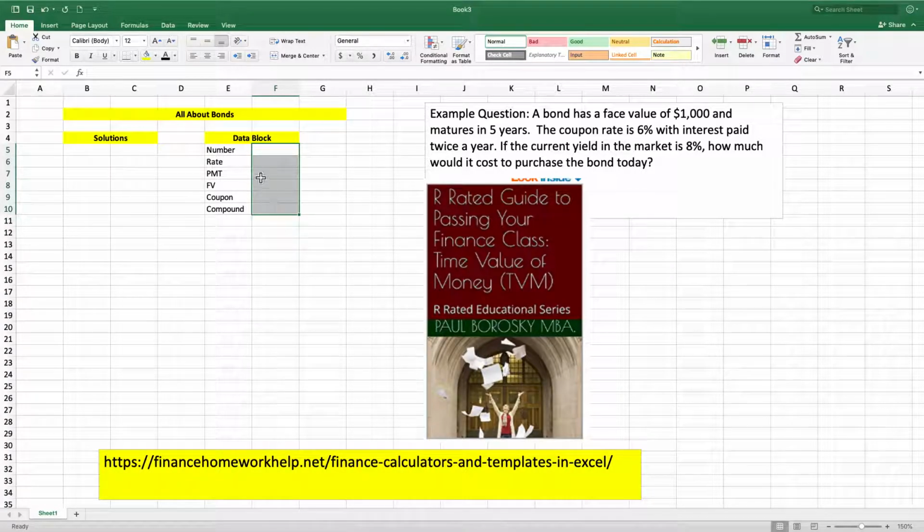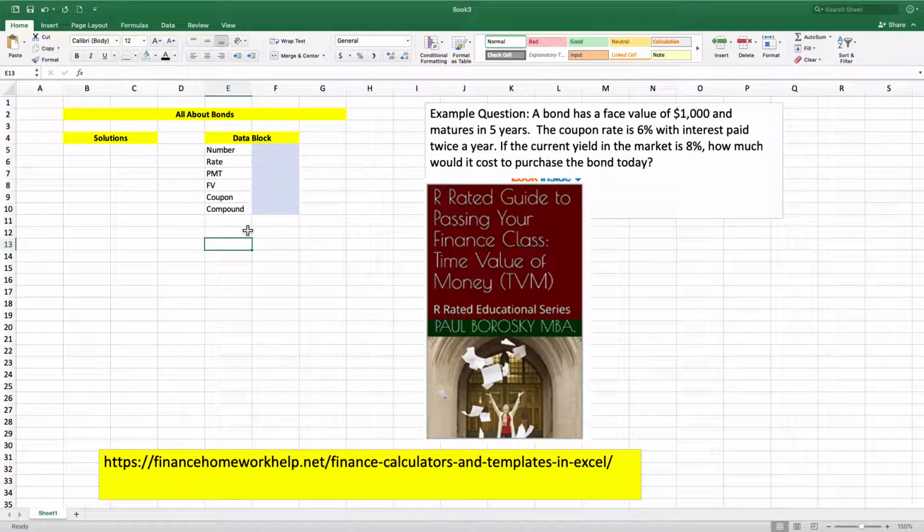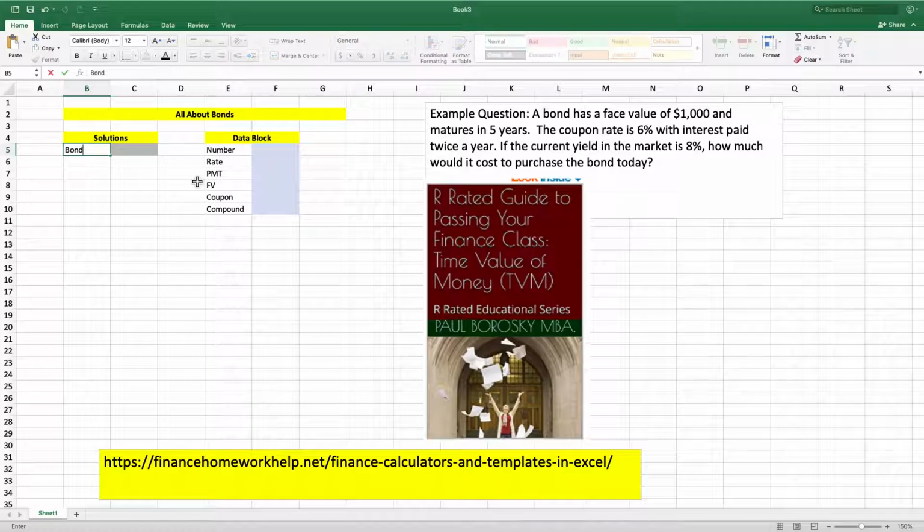The next thing we need to do is turn this blue. When I make templates, any number that can be changed, I make the cell blue. And if the number can't be changed, or I don't want you to mess with the formula, then I'll turn the cell gray. For this, we're going to turn our answer gray, because we're solving for bond price. They've got to give us most of the information in order for us to be able to solve for the bond price.